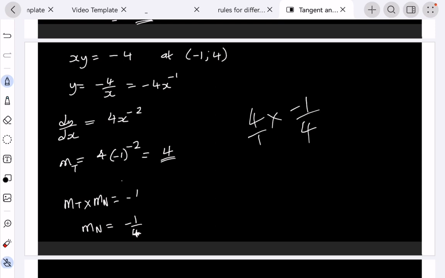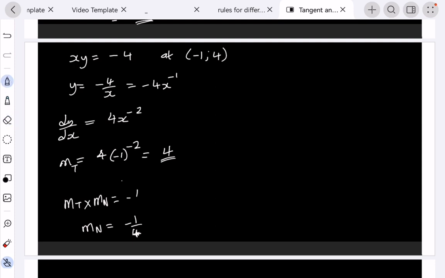So if your gradient was 3/2, then you know that the gradient of the normal will be -2/3. So you must make sure somewhere you have a negative. If this was negative, this one will be positive, you see. Or you can use a calculator to get it, it's also fine. Okay, then we got the gradient -1/4.